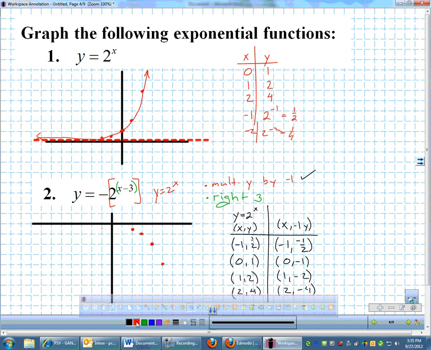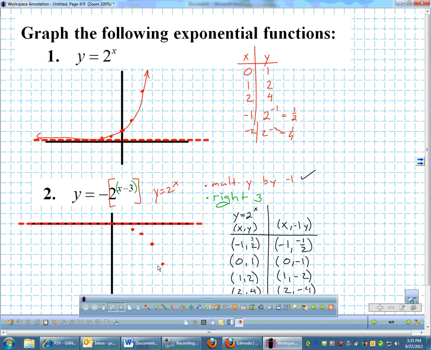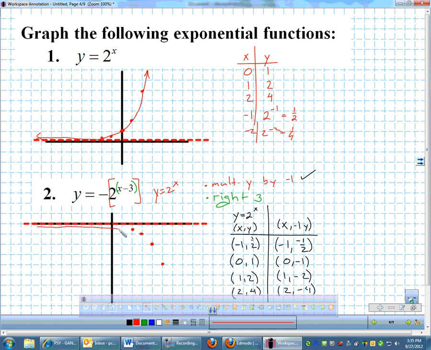And don't forget, we do have that horizontal asymptote on the x-axis. That's not going to go anywhere because I shifted left and right. I didn't shift up or down. So if I move this horizontal asymptote to the right, it's still on the x-axis. And our graph is going to follow, follow, follow, hit my point, and then it starts to take off going down. So there's our graph of negative 2 to the x minus 3.